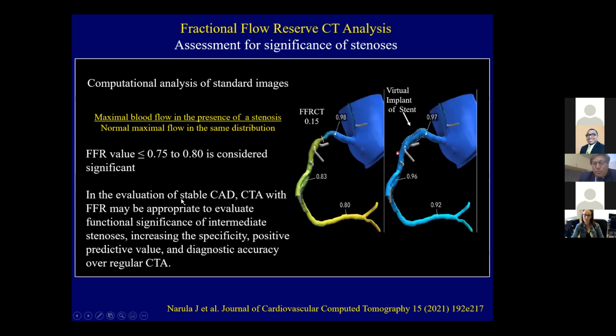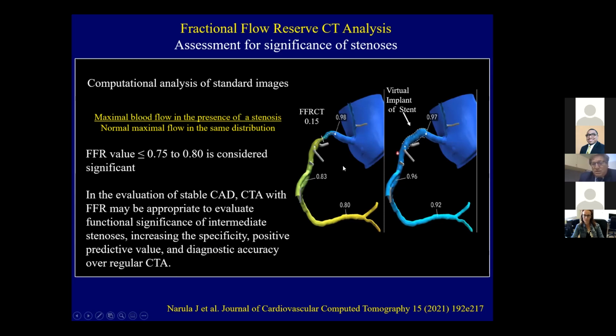So in the evaluation of stable coronary artery disease, CTA with FFR may be appropriate to evaluate functional significance of intermediate stenoses, increasing the specificity, positive predictive value, and diagnostic accuracy over regular CTA.